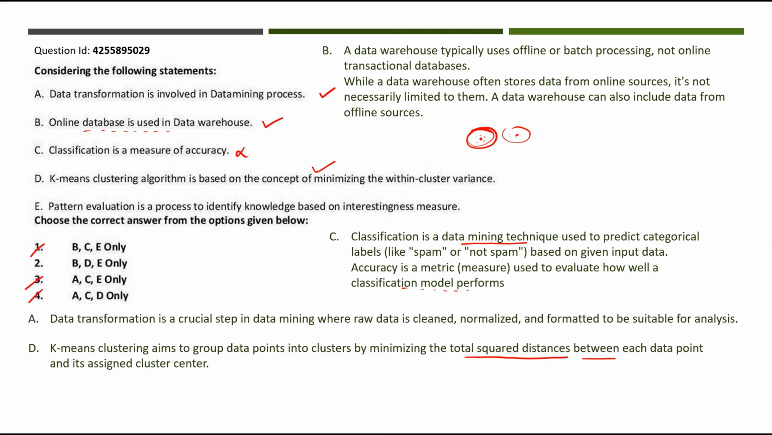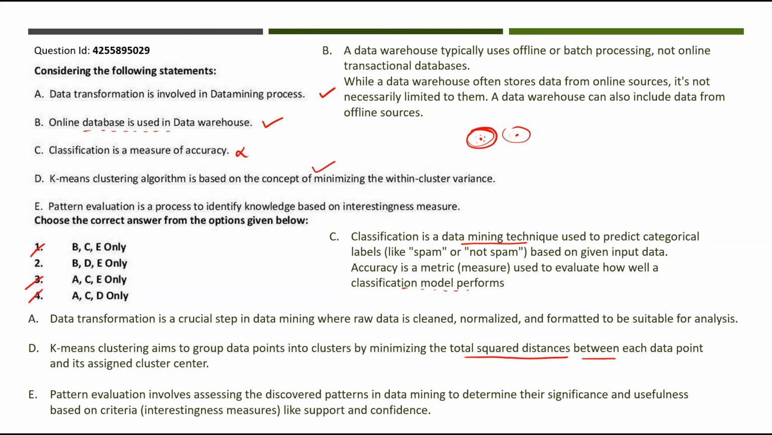What about E? Pattern evaluation is a process to identify knowledge based on interestingness measure. Pattern evaluation involves assessing the discovered patterns in data mining to determine their significance and usefulness based on criteria like support and confidence. Support and confidence are a part of interestingness measures. Definitely E is also true. Support and confidence are interestingness measures. So what are the options here? We have A, B, D, E to be true.